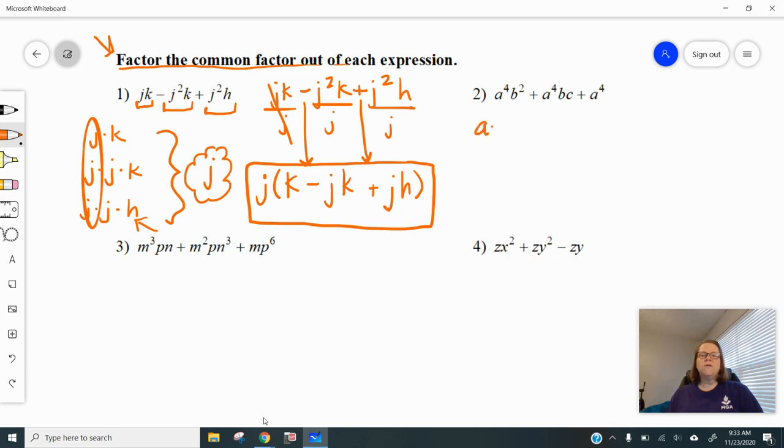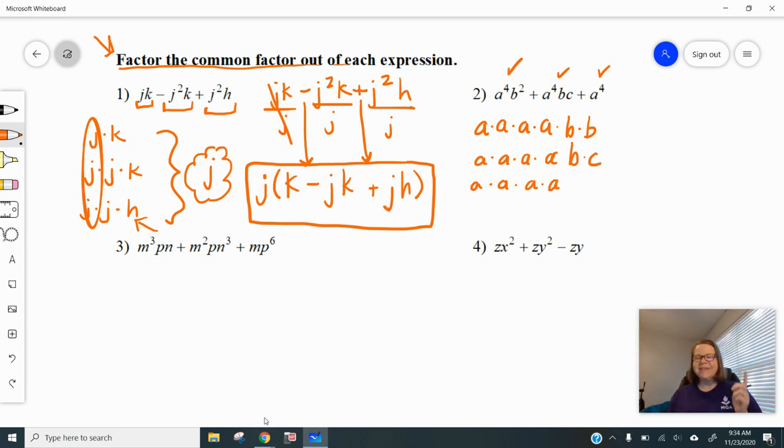So a to the fourth, 1, 2, 3, 4, and then b squared is bb. Okay, so 4 a's multiplied together, that's a to the fourth, and 2 b's multiplied together, that's b squared. And then this one is a to the fourth again, 1, 2, 3, 4, b, c. Okay, so just a b and a c, and then a to the fourth. So 1, 2, 3, 4. All right.